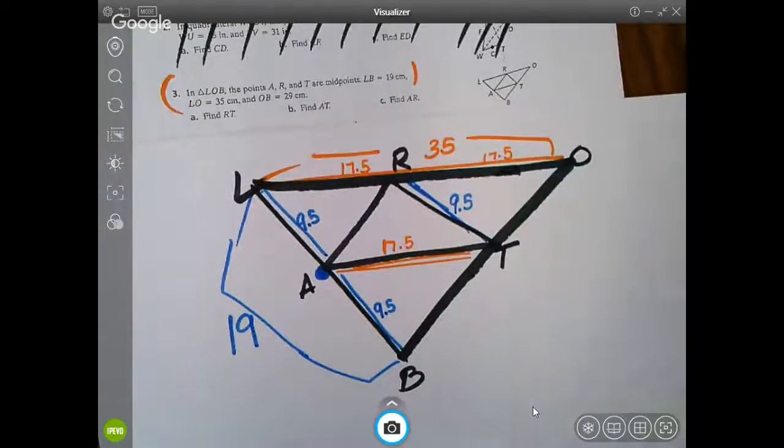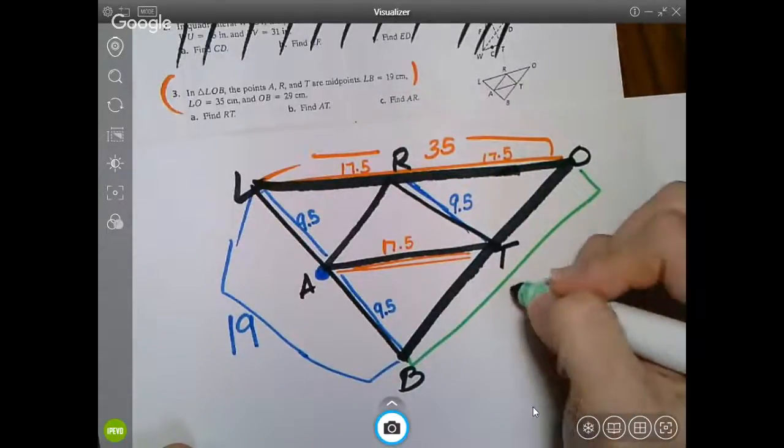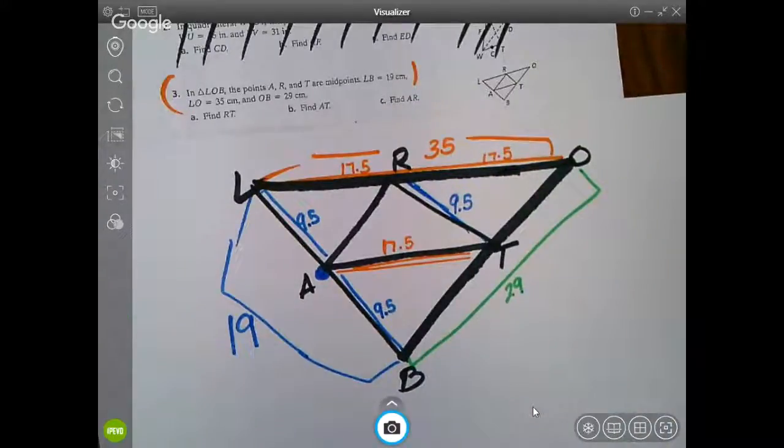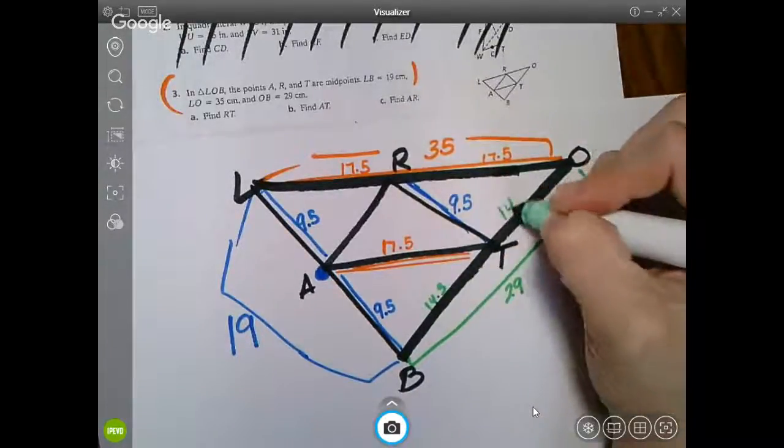The last one they gave us is OB, which is this huge one here. That's 29. So that means that each one of these is half of that, 14.5.